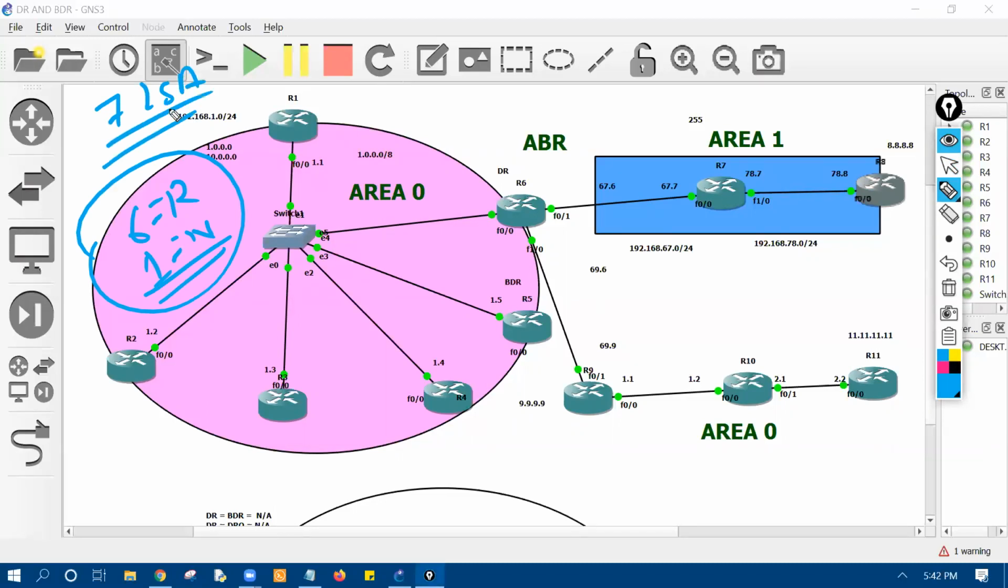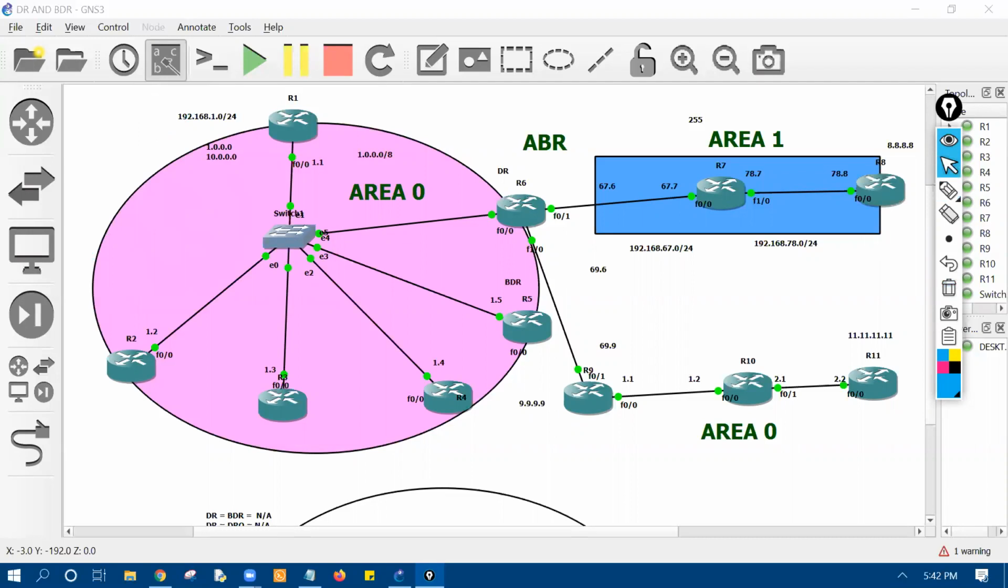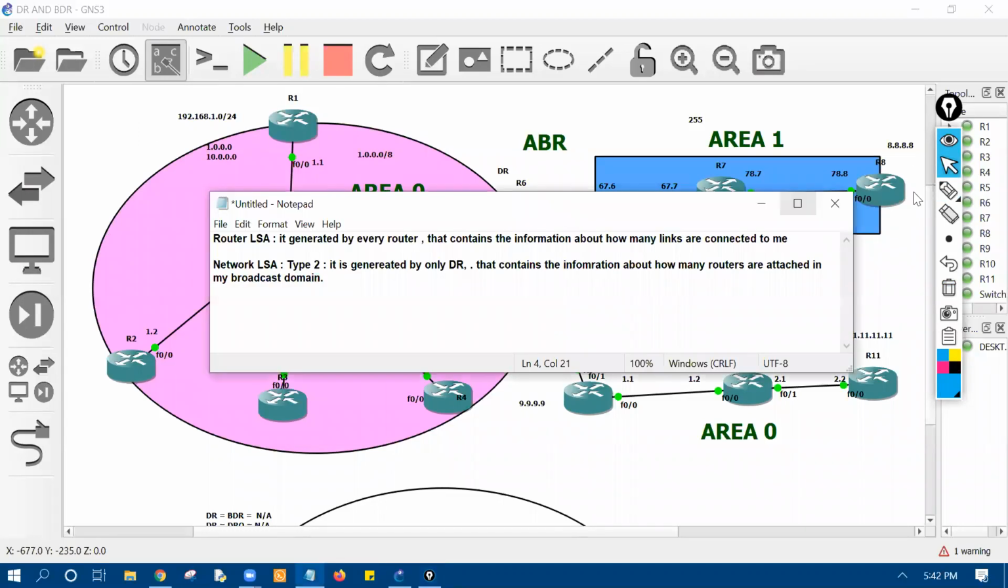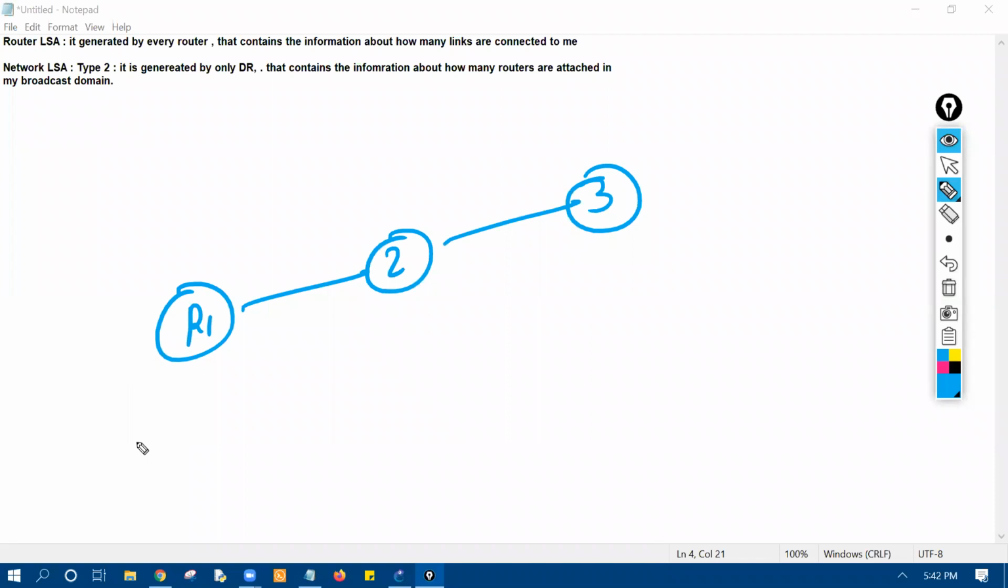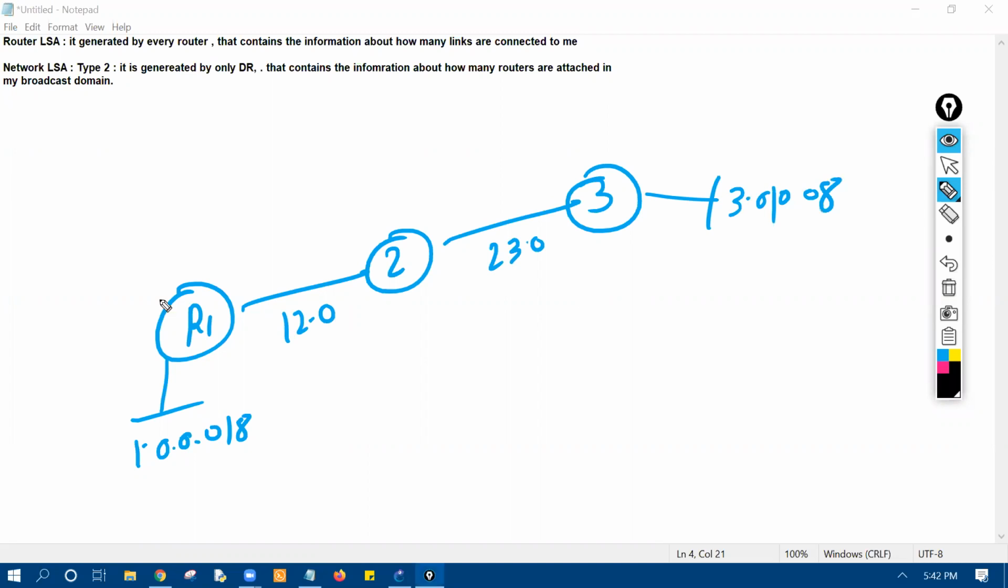And these LSAs will never travel beyond the area. What is the meaning of that? For example, this is R1, this is R2, and this is R3. We have one network, 1.0.0.0/8 over there. We have a 12.0 subnet, a 23.0 subnet, and a 3.0.0.0/8.